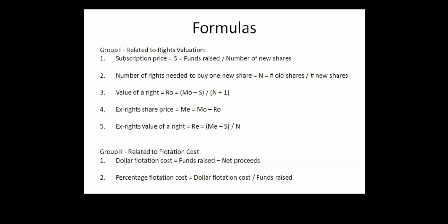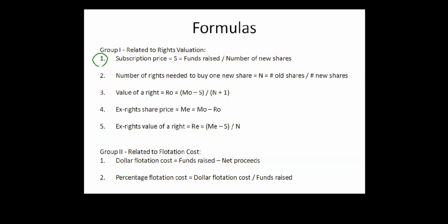What are the formulas relevant for rights valuation? Conveniently enough, like the two rough groups of variables we had before, we can also divide the relevant formulas into two rough groups: those formulas related to the rights valuation and the alphabet variables, and those formulas related to the calculation of flotation costs. In the first group, we have the formula to calculate the subscription price, which is equal to the dollar amount raised divided by the number of new shares issued from the rights offer.